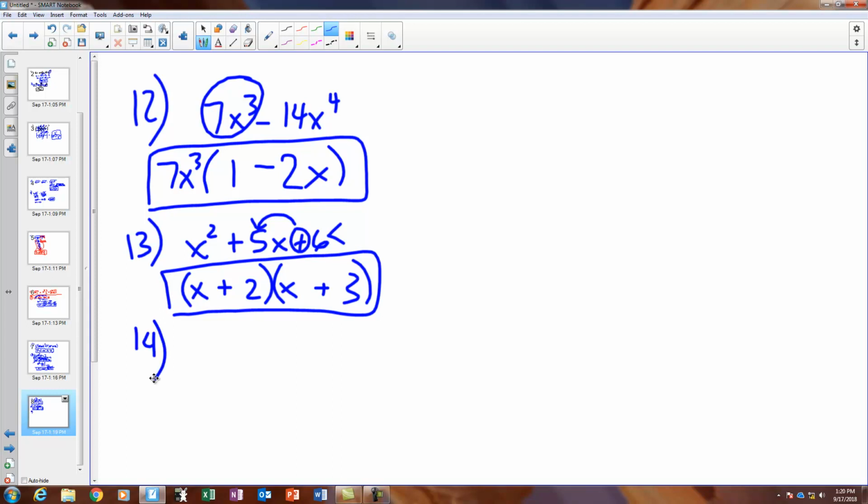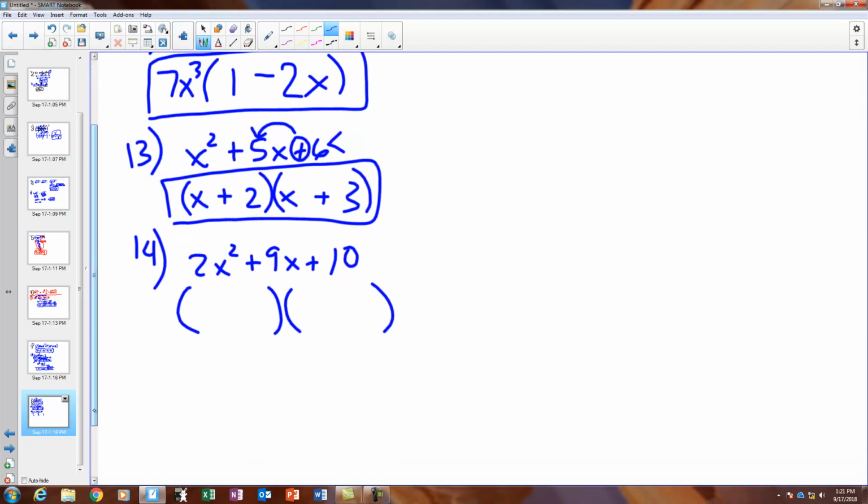Number 14 has 2x squared plus 9x plus 10. With this question, it's more about checking your answer than anything else. It's easy to write down 2x and x. With the 10, I think most of us would assume it's going to be 2 and 5, though it could be 1 and 10. But the biggest issue is that when I put it down, I still have to check to make sure it works.